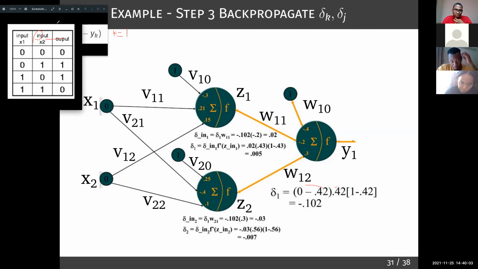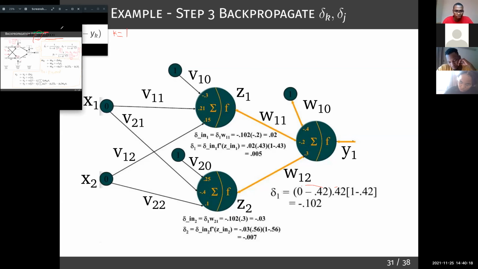Where is this one? The target, we are using 0, 0. The target should be 0. We are using this. Remember, we are using the input. There's something wrong here.